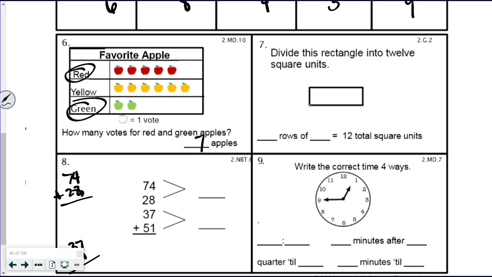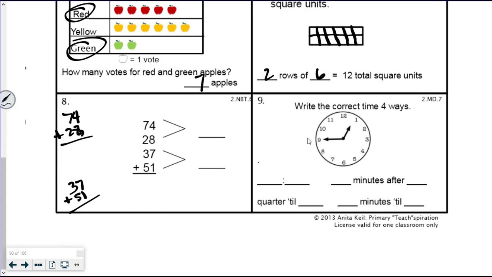Alright, let's see. We're going to divide this into 12 square units. So I'm going to start by drawing a line right down the middle. And I know that 6 plus 6 equals 12, so I'm going to draw lines until I can get 6 equal squares. So I have 1, 2, 3. Now I need 3 more equal squares. So now I have 1, 2, 3, 4, 5, 6. 1, 2, 3, 4, 5, 6. So 2 rows of 6 equals 12 total squares.